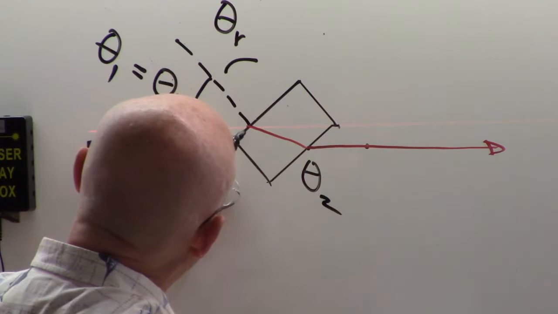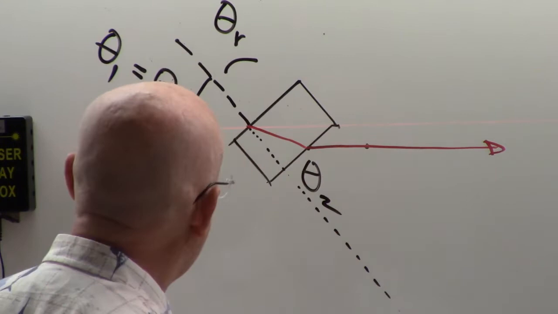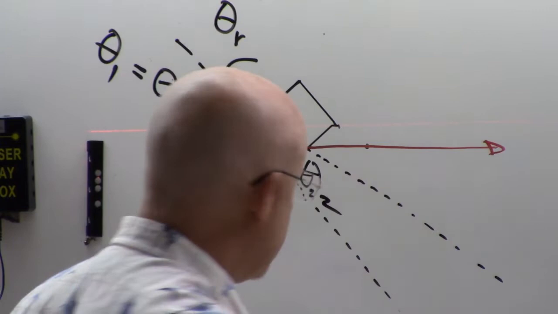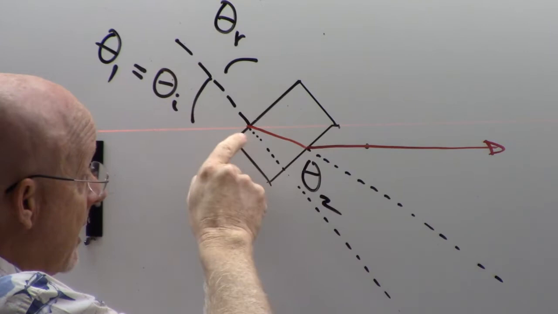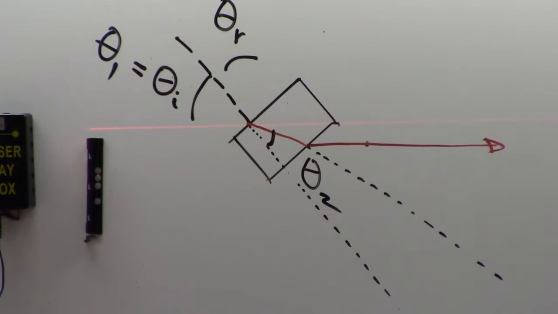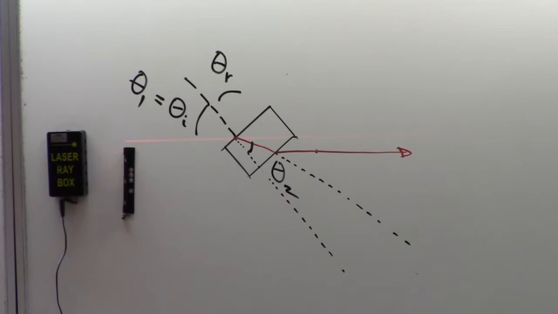If I draw the normal here, and I'll extend it out, and I draw the new direction of the ray as it enters the glass block, that would be this right here. And so I'm ignoring the bending of the light right there. I'm talking about coming in right here, theta 1, and so this angle right there is theta 2. And hopefully you can see theta 2 is less than theta 1. There is a bending of the light closer to the normal.